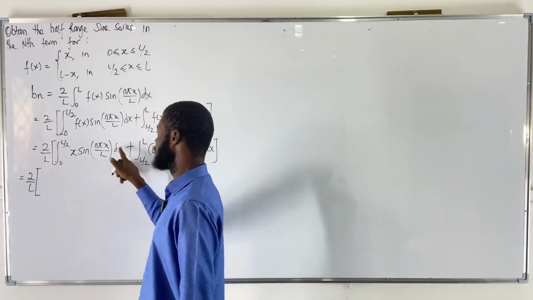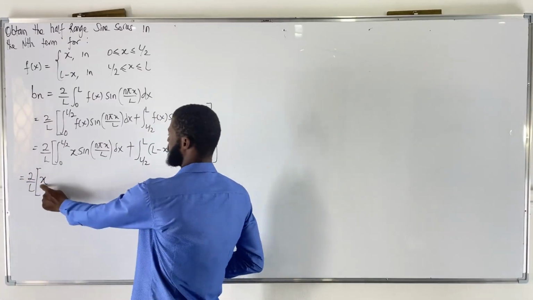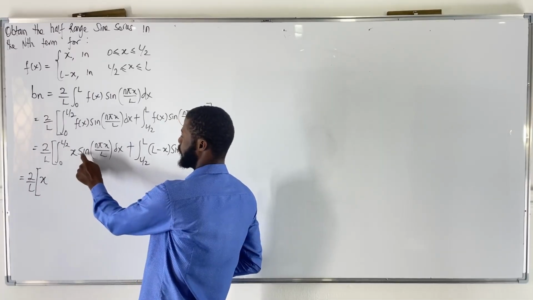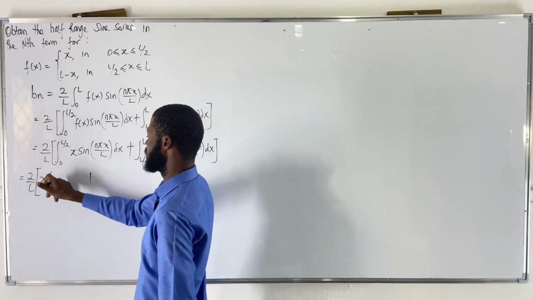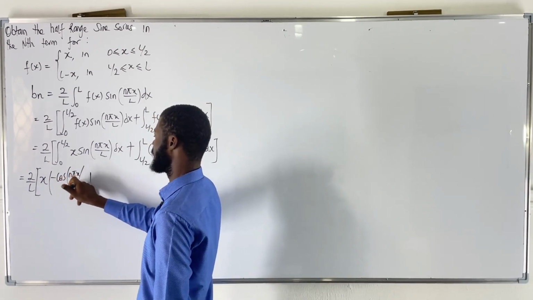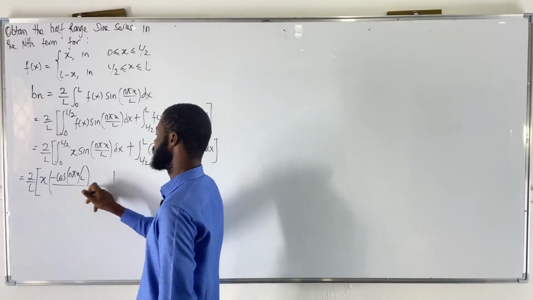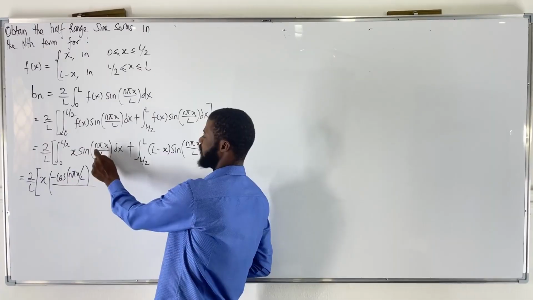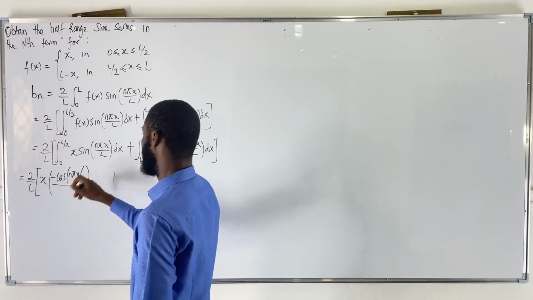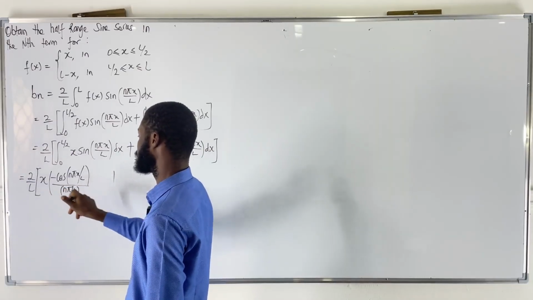Then, to integrate this first part, this is x, so we're going to write x. Give some space, differentiate x, you will get 1. Now, this is sine. We're going to integrate sine. So to integrate sine, we're going to get minus cos, then you put n pi x over L. And you must divide by the derivative of the bracket. So you differentiate this bracket, you get n pi over L.